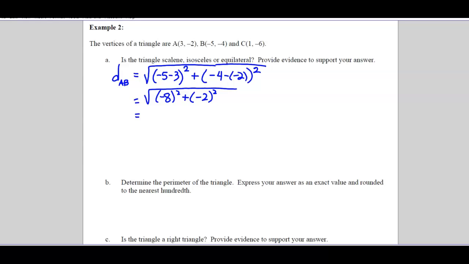Okay, you can do some of this work in your head or calculator. So this is going to be 64 plus 4. So that's going to be root of 68. Okay, and then you should reduce it if you can. So does 4 go into that? Yeah, it does. So it's going to be 2 root 17, right? Yeah. Okay.